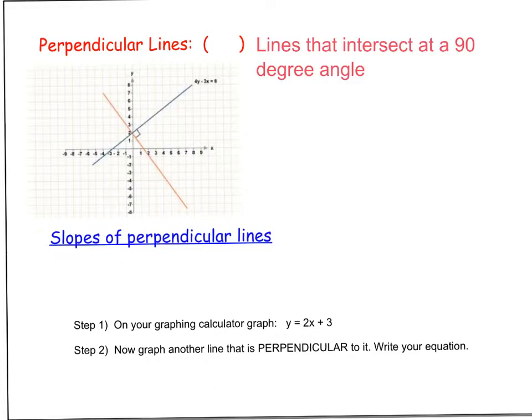Just like we had a special symbol for parallel lines, we also have one for perpendicular lines. And that is a vertical line down and a horizontal line across, indicating the 90-degree angle. I don't have the equations written for the blue line and the red line here, but I will just tell you that slopes of perpendicular lines will be opposite reciprocals.